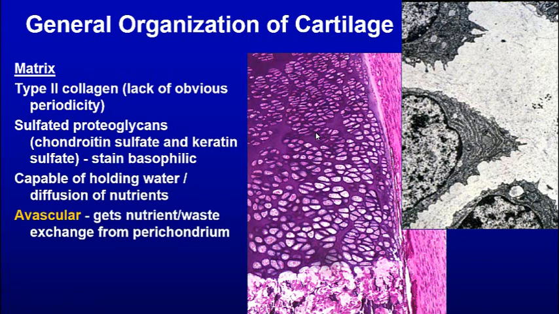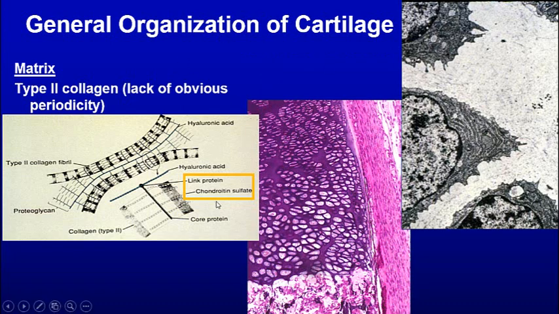It's avascular. It gets the nutrients and waste exchange from the perichondrium. So it doesn't have blood vessels inside there, and as a consequence, you don't have precursor cells to heal it. Type 2 collagen, here we see hyaluronic acid and the type 2 collagen in through there and there. As we can see, more type 2 collagen interacting with the proteins with the hyaluronic acid core. And here you would have the chondroitin sulfates coming off these proteins.